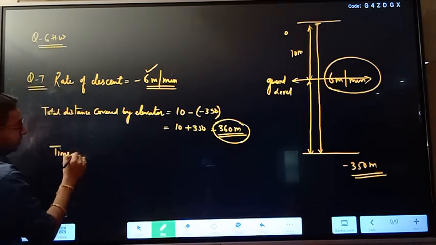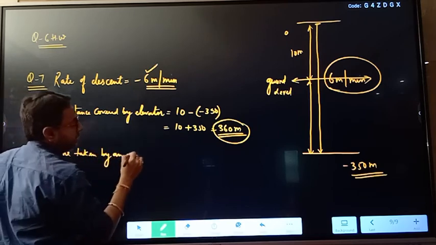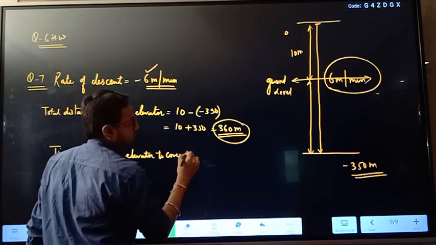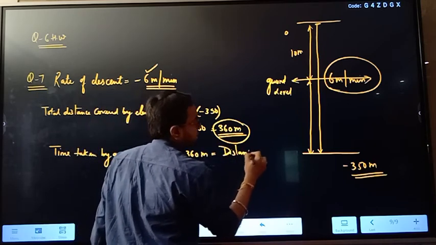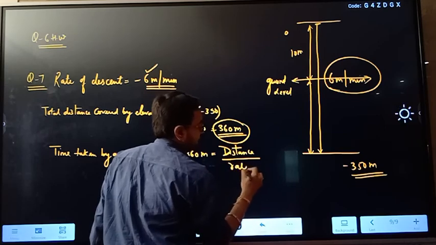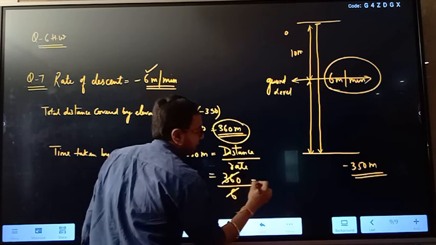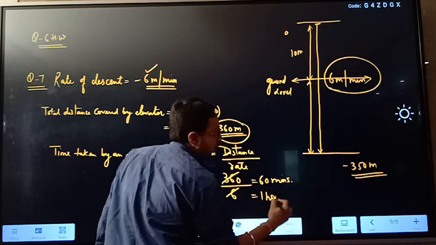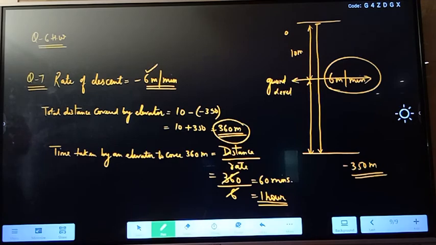Time taken by an elevator to cover 360 meters is equal to distance upon rate. Simple. What is the distance? 360. What is the rate? 6. That is 60 minutes. 60 minutes is equal to 1 hour. It means 1 hour will be taken by the elevator to cover this distance. Are we clear? Any doubt anyone is having with this question?